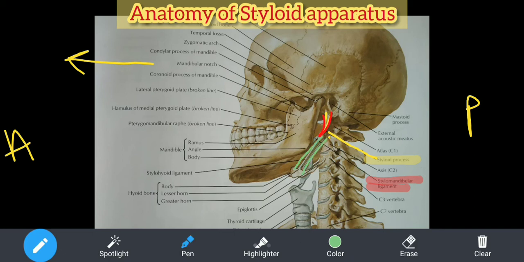Okay. So on the lesser cornua it is getting attached. Are you able to make it? Stylomandibular, stylohyoid. I will highlight it. Stylohyoid ligament. Are you able to make it? Simple it is. So we discuss the two ligaments also. We discuss the two ligaments of the styloid apparatus in the diagram.